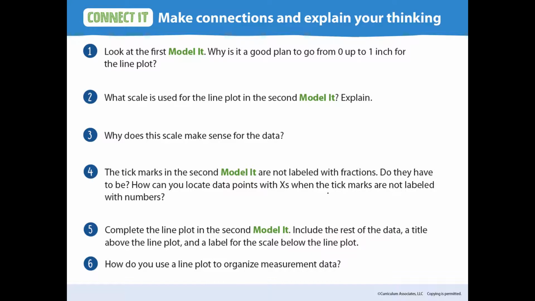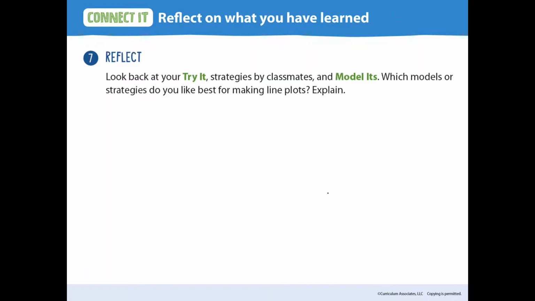Number 5, complete the line plot in the second model it. Include the rest of the data, a title above the line plot, and a label for the scale below the line plot, which we did. Number 6, how do you use a line plot to organize measurement data? A line plot shows the data in order from least to greatest value. The X's show how the data are distributed among the different measures. It's very easy to see the data at first glance. Number 7, reflect. Look back at your try it strategies by your teacher and model it. Which models or strategies do you like best for making line plots? And explain.